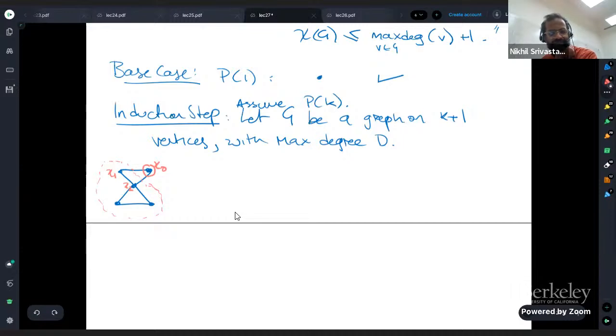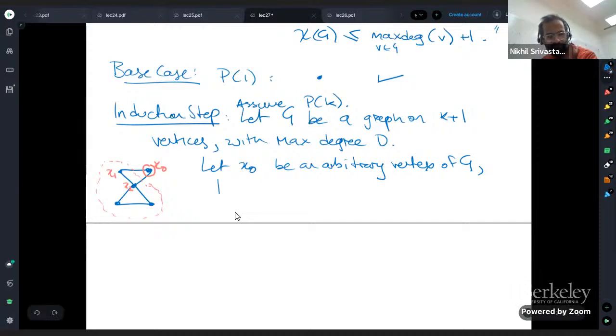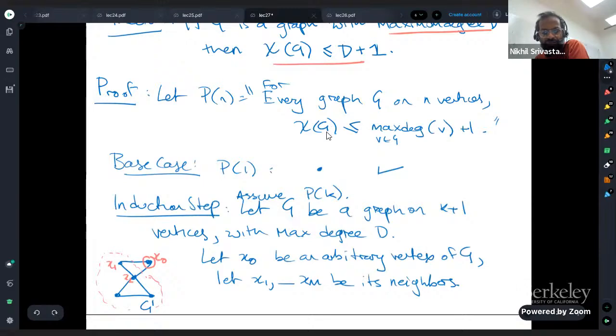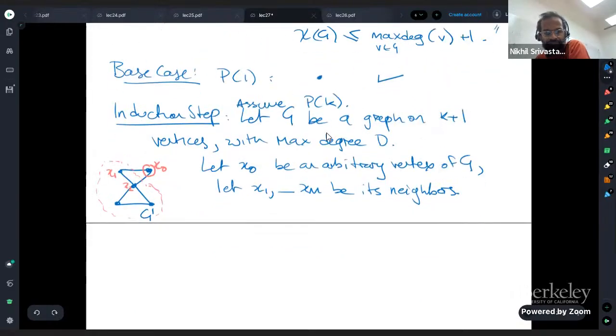So let X naught be an arbitrary vertex of G. Now we're going to give its neighbors names. Let X1 through XM be its neighbors. And I'm going to delete this vertex. Now I have another graph, G prime, on K vertices. For that graph, the statement is true: it's colorable with at most its maximum degree plus one colors. So let G prime be G minus the vertex X naught.